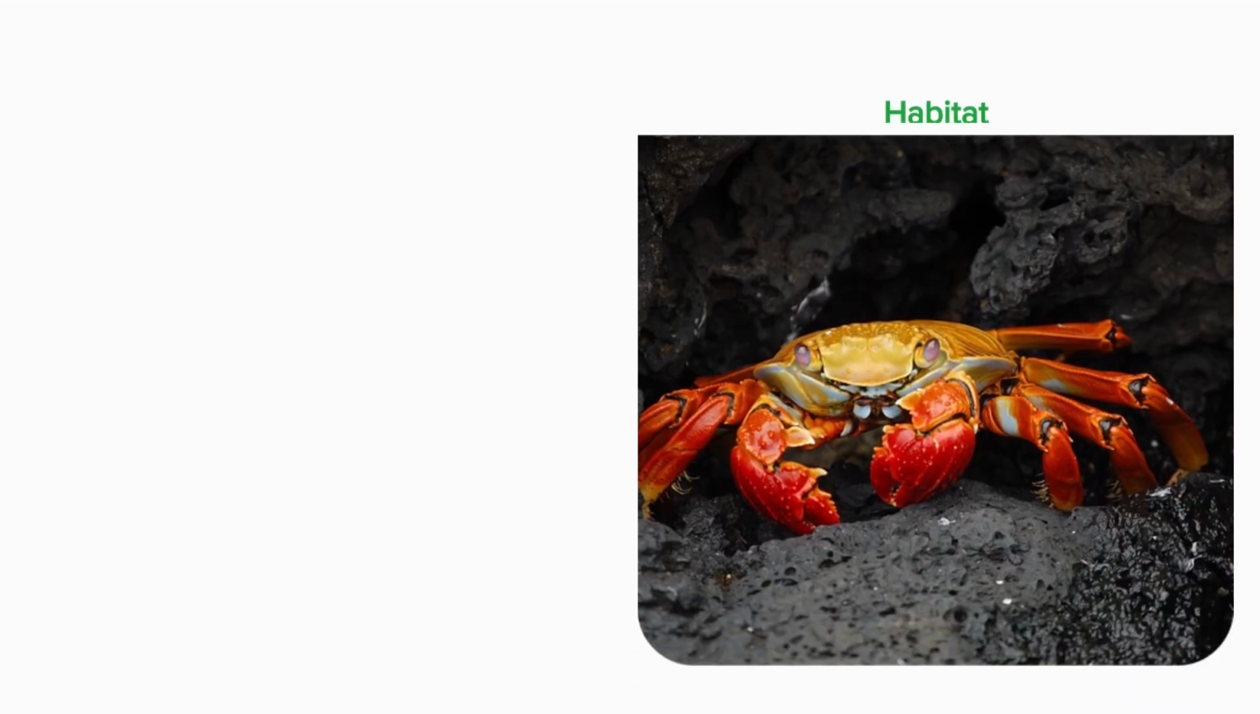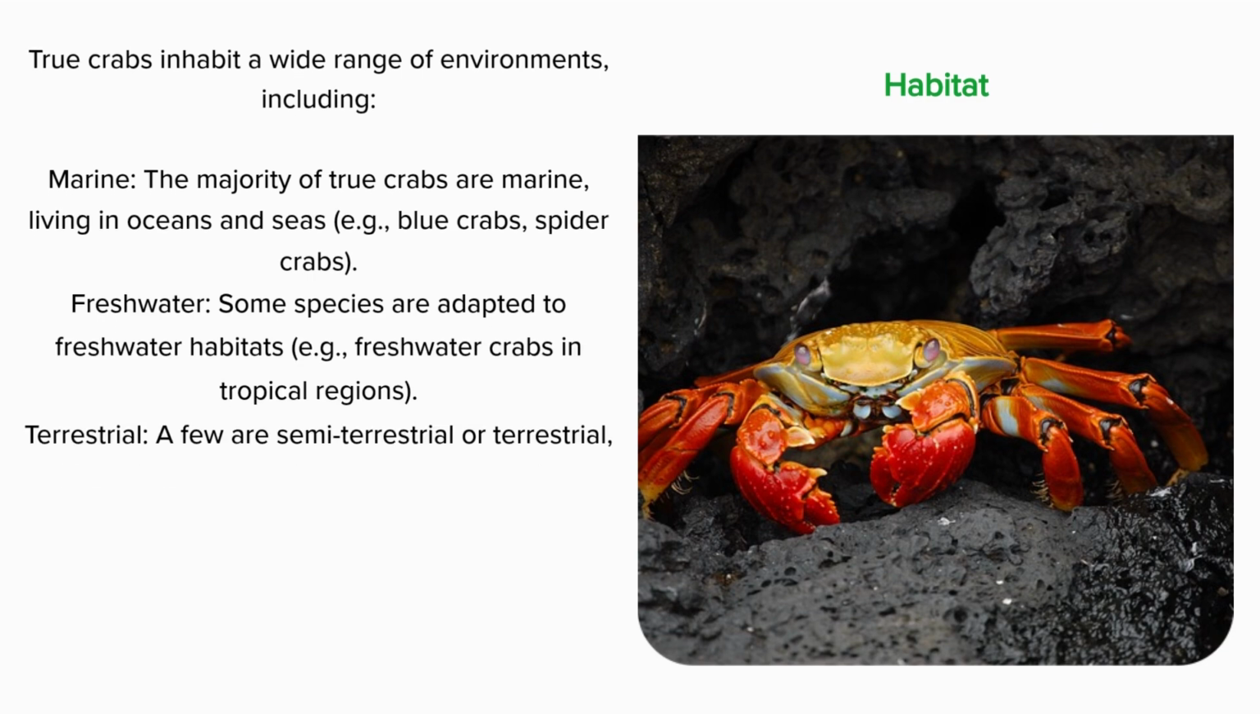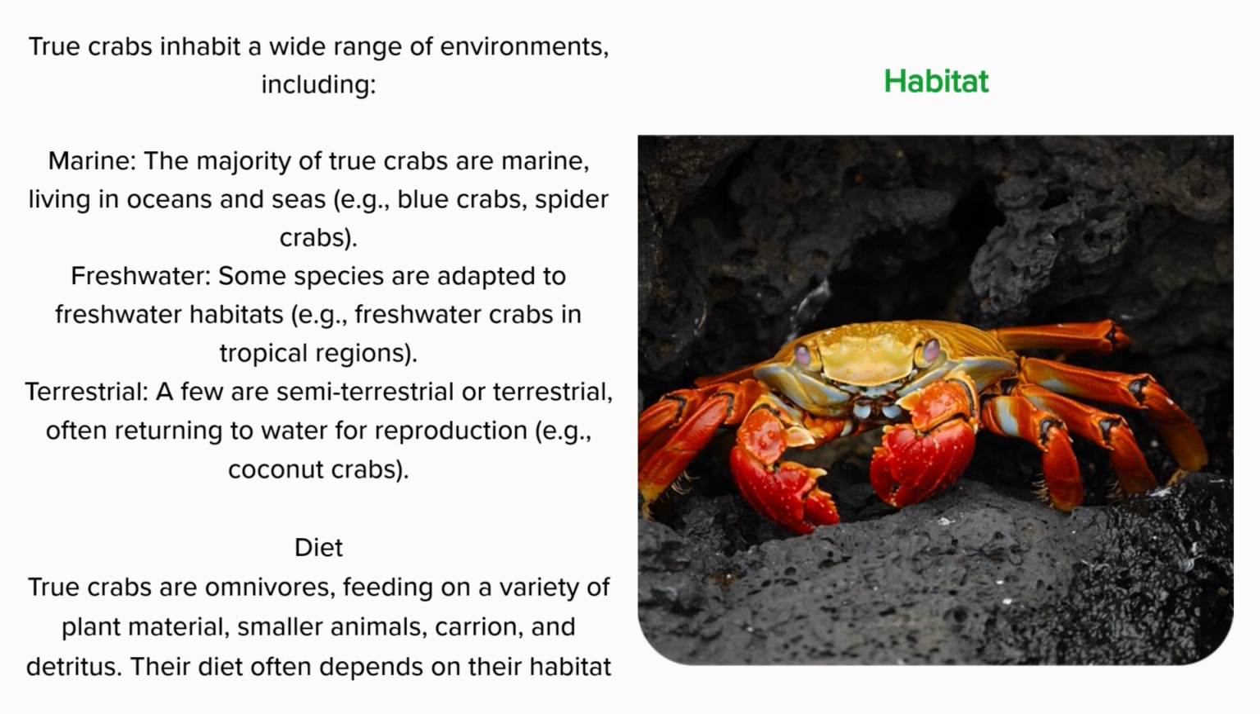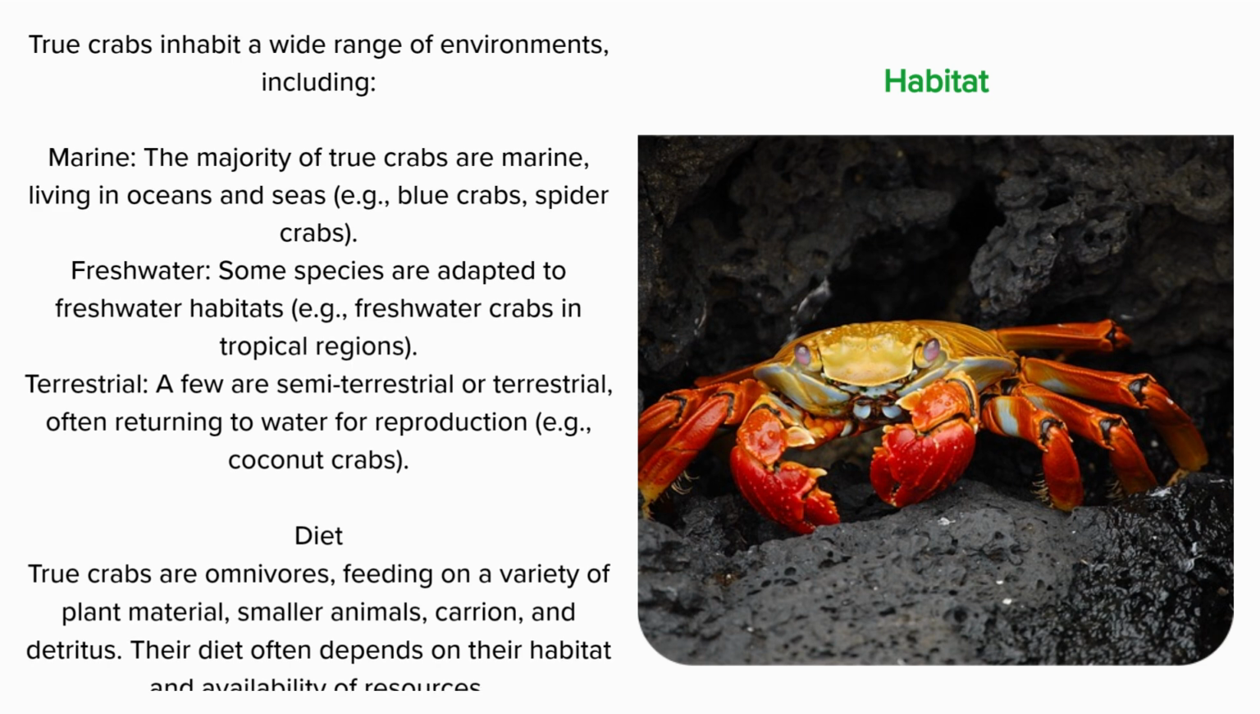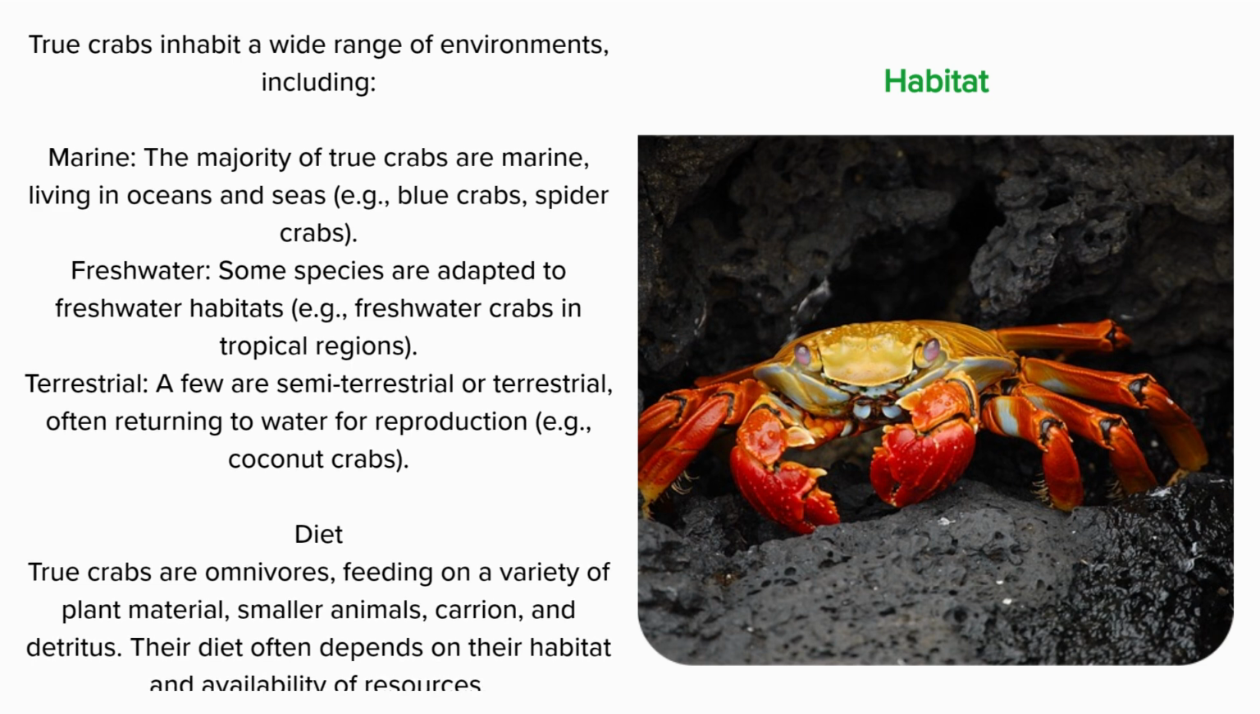Habitat. True crabs inhabit a wide range of environments, including marine. The majority of true crabs are marine, living in oceans and seas, e.g., blue crabs, spider crabs. Freshwater. Some species are adapted to freshwater habitats, e.g., freshwater crabs in tropical regions. Terrestrial. A few are semi-terrestrial or terrestrial, often returning to water for reproduction, e.g., coconut crabs.